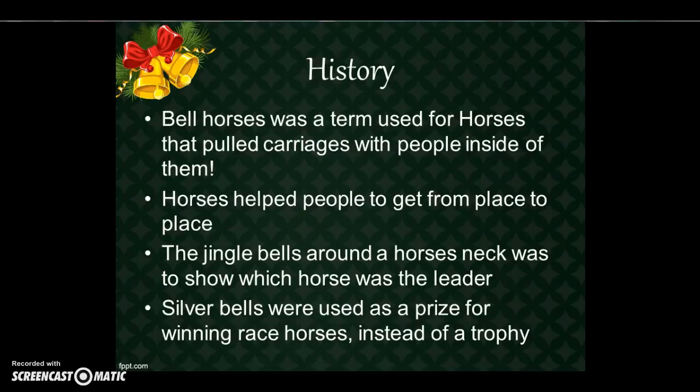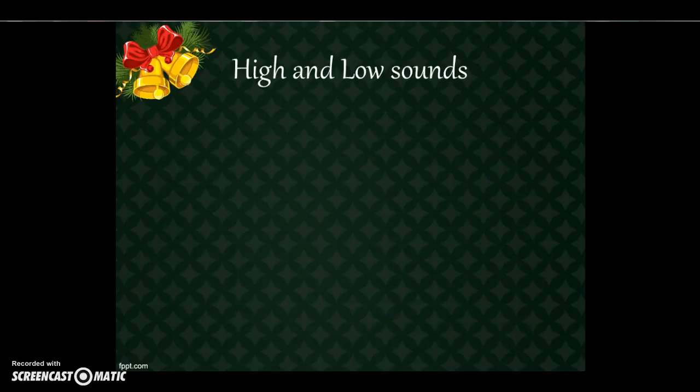The history of our song Bell Horses is that bell horses was a term used for horses that pulled carriages with people inside of them. These horses and carriages helped people to get from place to place. And the jingle bells around a horse's neck or on their saddle showed which horse was the leader. It is true that other horses could have the jingle bells on them for decoration, but most of the time the leader of the group of horses would have the jingle bells on them. And we also know that silver bells were used as a prize for winning racehorses instead of your traditional trophy. So that is just the very brief history that we've learned about for Bell Horses.